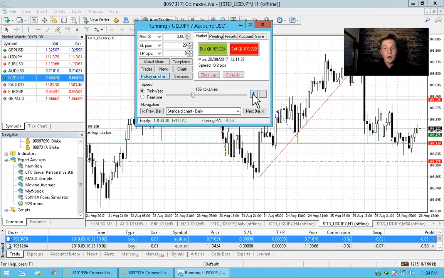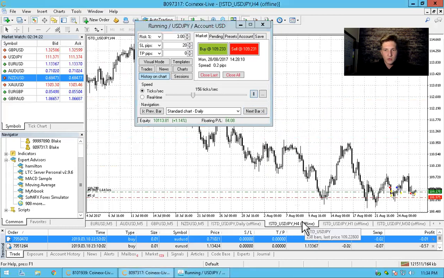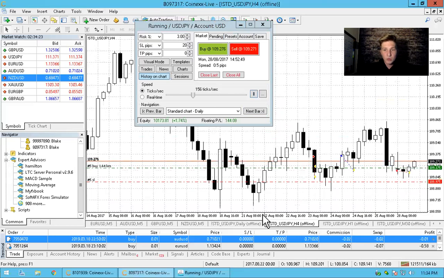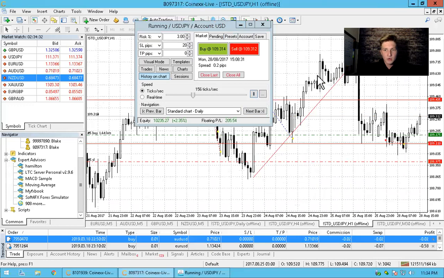This game is all about small, consistent gains and sticking with your analysis 100%. Four-hour looks like it's gaining some. That 4-hour closed bullish, so that's cool. Daily is looking good. All right, I actually have 200 bucks.